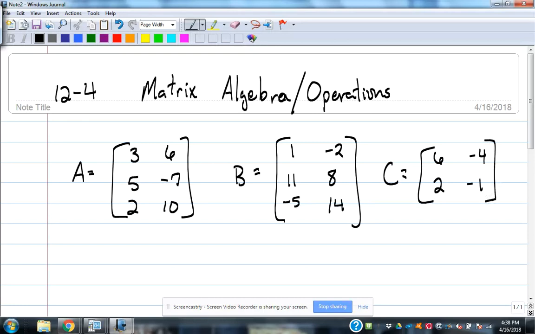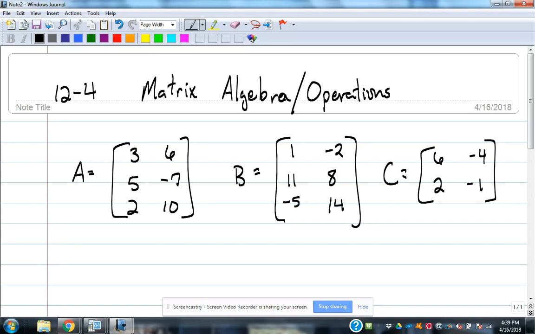Now, we're going to do some matrix operations first, and then we'll get to some of the algebra-ish things that we do here. But operations will be what we do first. Really easy thing. Matrix operations are similar to just arithmetic operations, like add, subtract, multiply, divide. But we don't divide with matrices. We only add, subtract, and multiply. We never divide them.